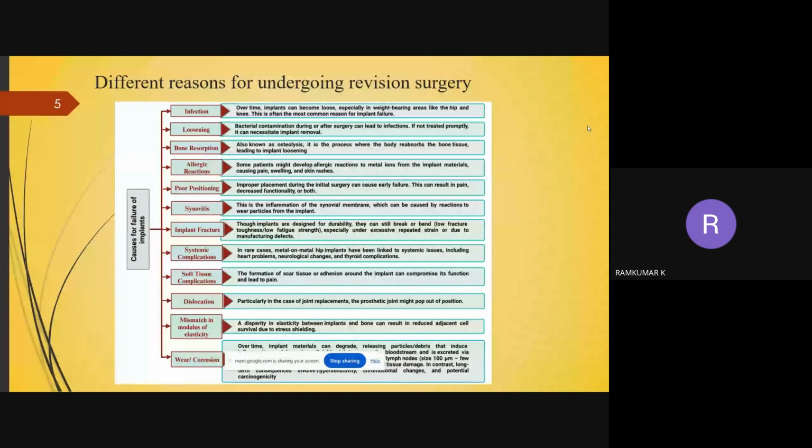Next one is about dislocation. In dislocation, if the implant is not aligned properly, then dislocation may happen. After that, mismatch in Young's modulus of elasticity. As I said before, if the elasticity of the material and the bone is not matching properly, then we have to remove the material again. The last one is about wear and corrosion. So wear will happen due to friction.